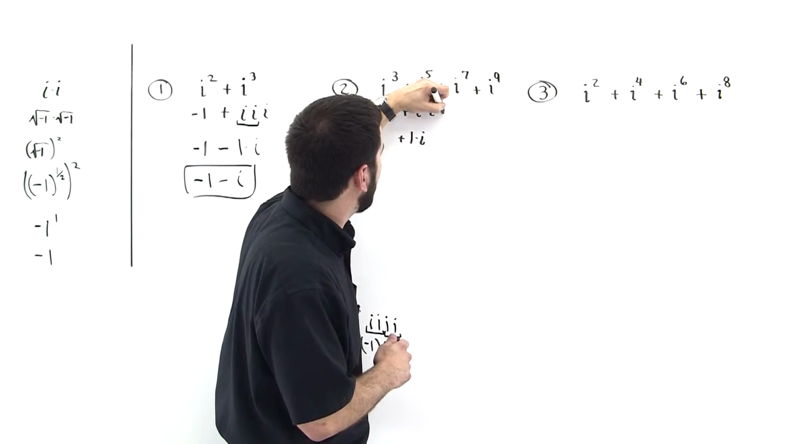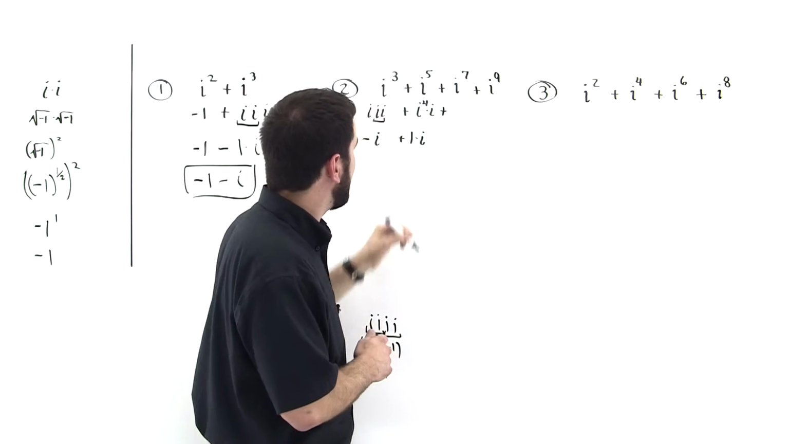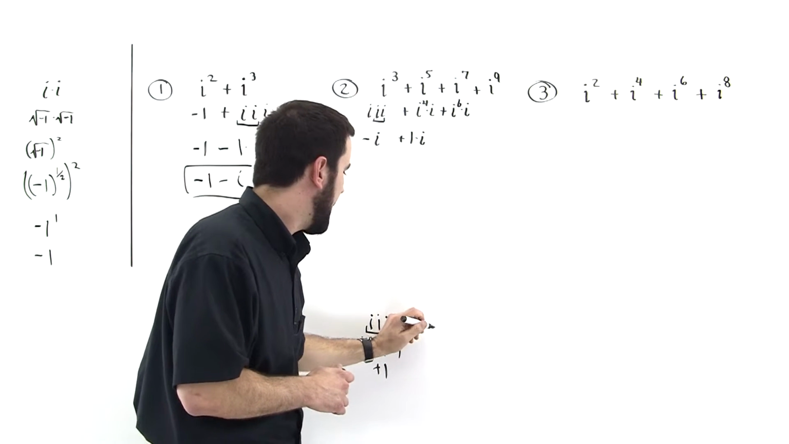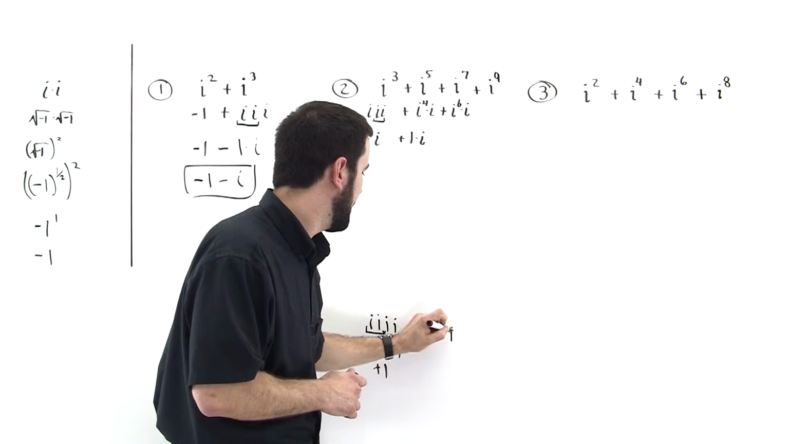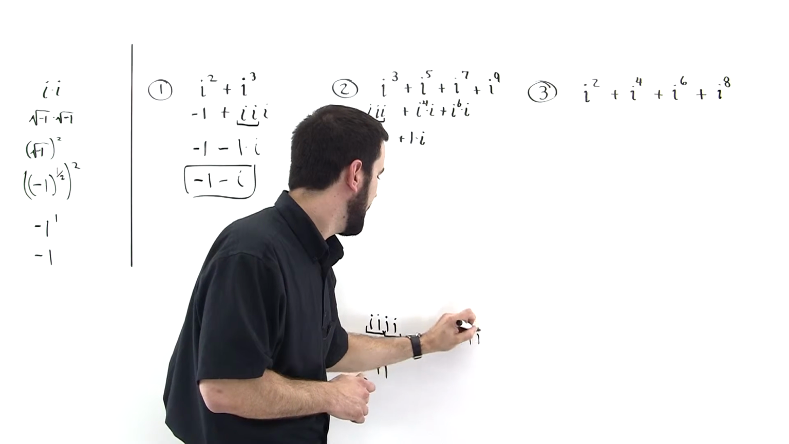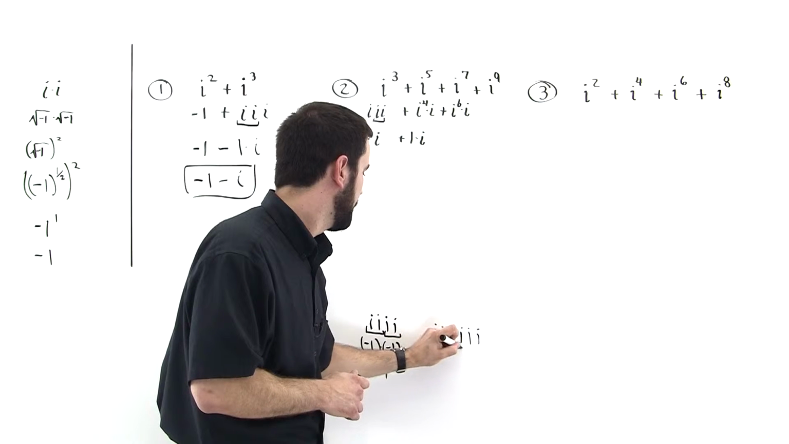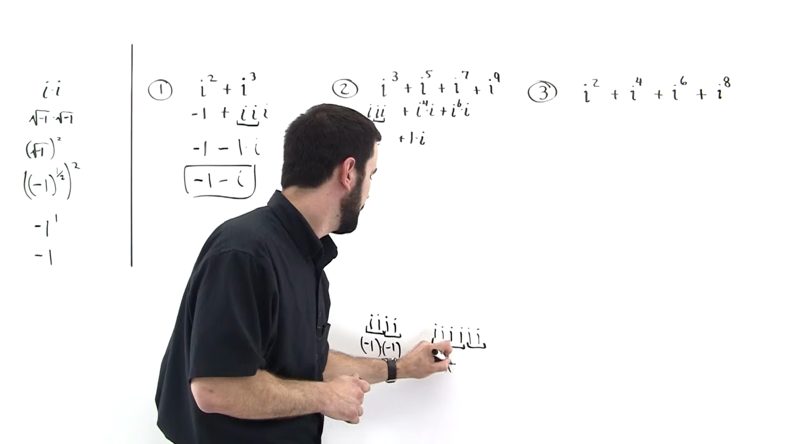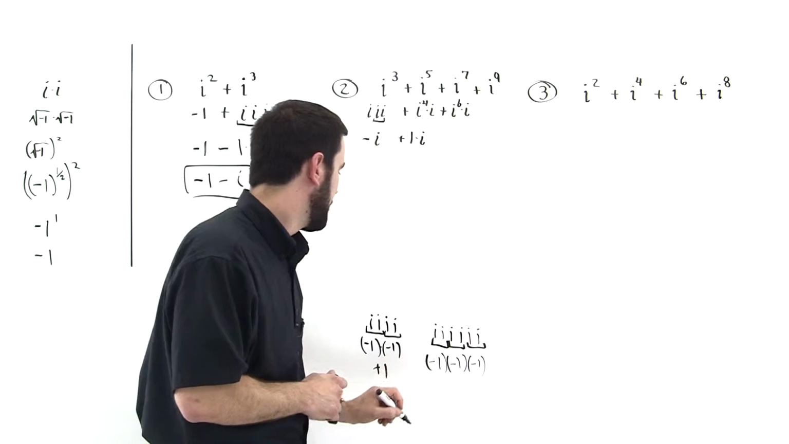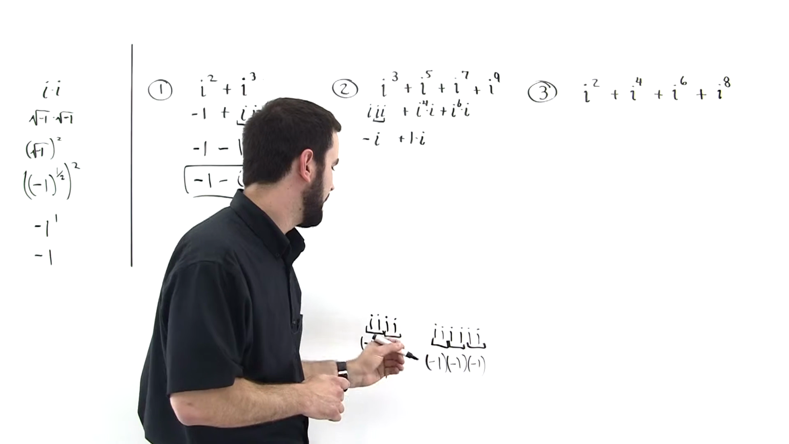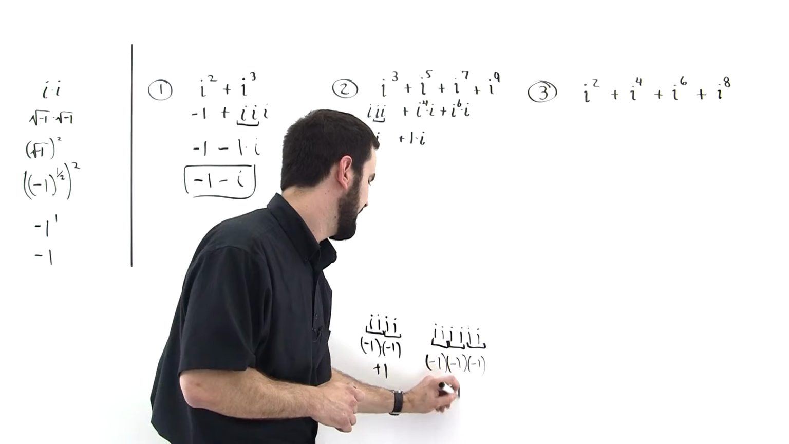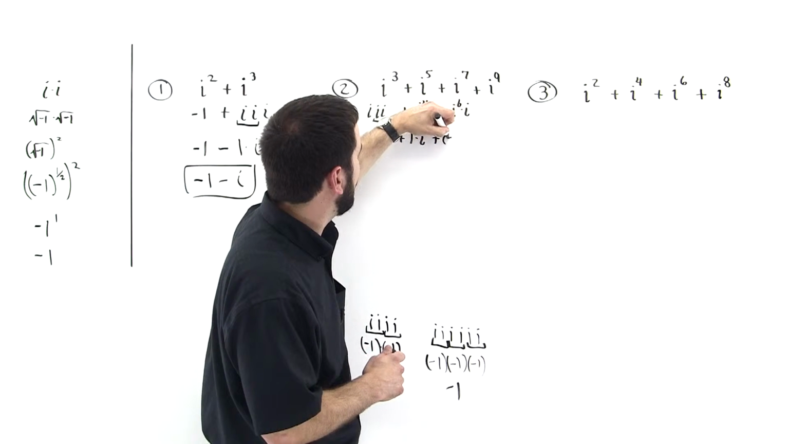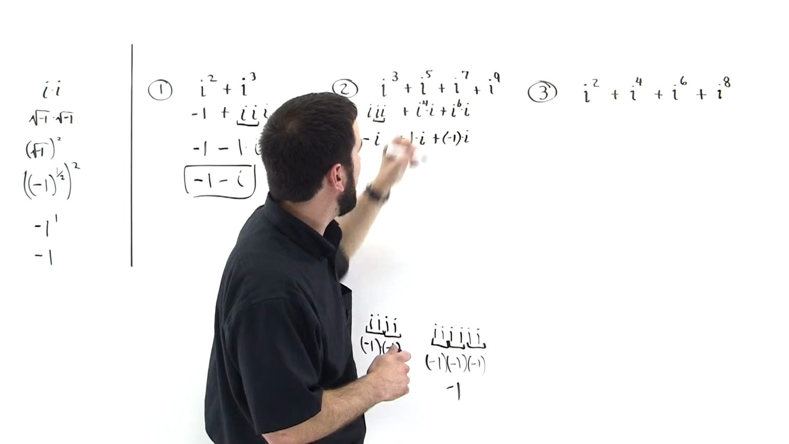And then for i to the 7th, i to the 7th is just equal to i to the 6th times i, right? But i to the 6th is i times i times i times i times i times i, and you see you have 1, 2, 3 pairs. So this is -1 times -1 times -1. This pair, -1 times -1, gives a +1, then times the -1 again gives a -1. So this is -1 times i.